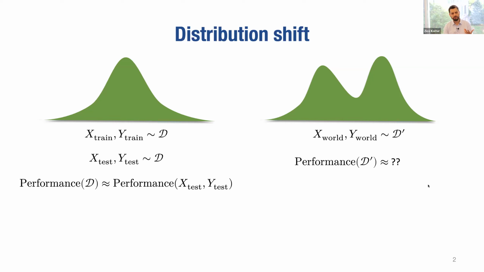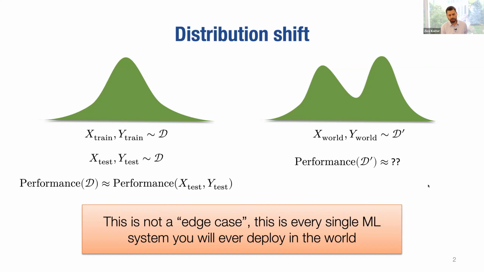And the question that sort of motivates the majority of this talk here is, how do we understand our performance and improve our performance in this setting? And the key point that I want to highlight here, and why I think this is such a crucial problem in all of machine learning, is that this is not an edge case. This is not some unusual circumstance that we might encounter sometimes. This is every single machine learning system you will ever deploy in the world.